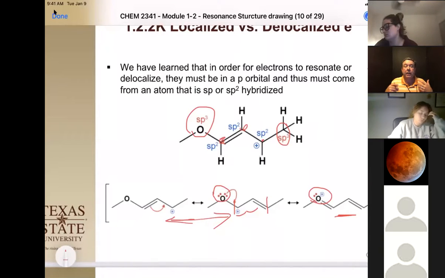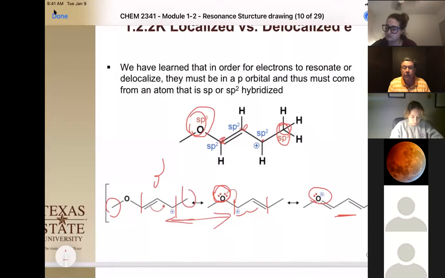So what we call localized is when we want the electrons to stay in one place, and delocalized is when we can put them over a variety of bonds. So the lone pair and the charge here is what we would call a delocalized system, and the ones at the end here are localized. They don't move at all.